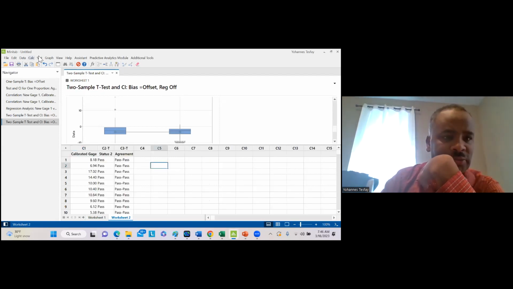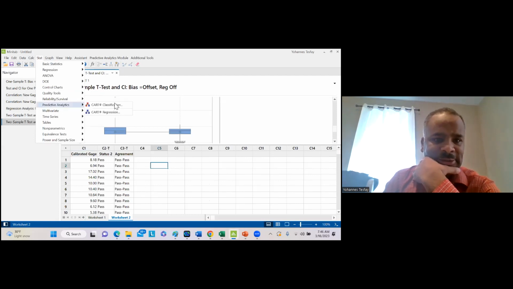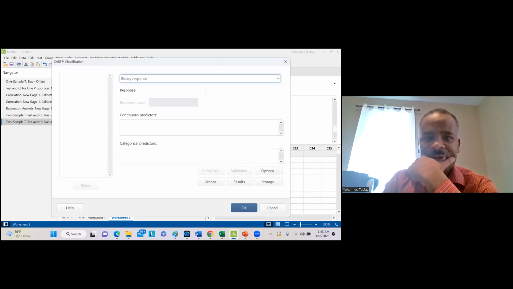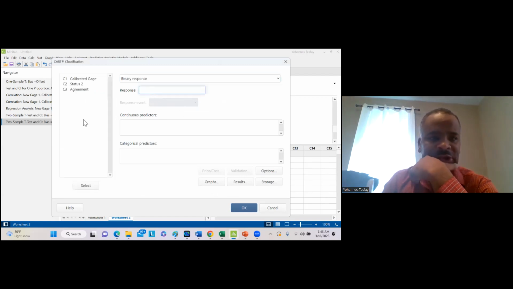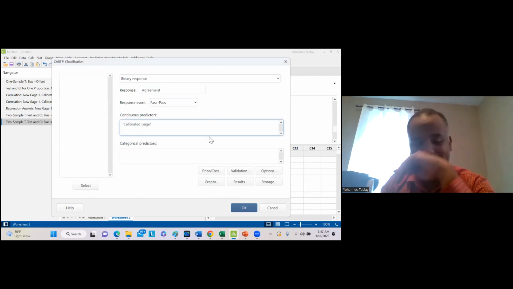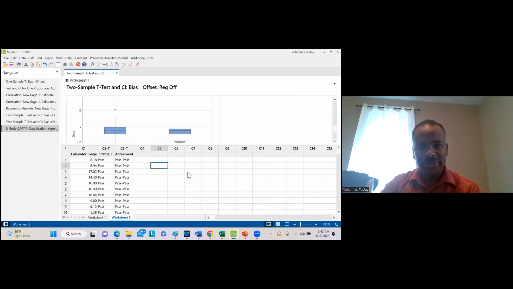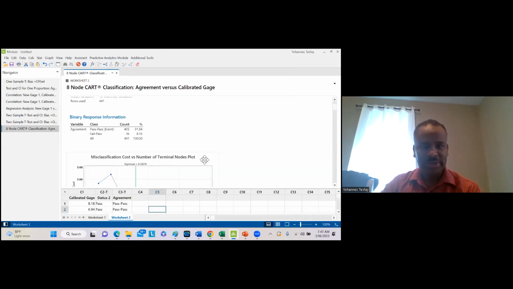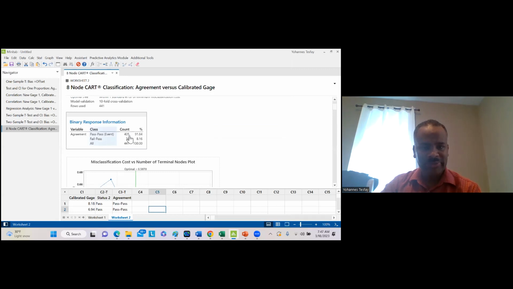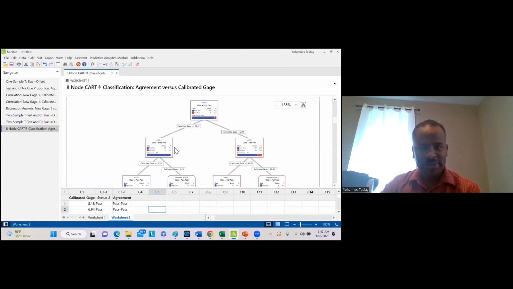So now let's go to Stat, Predictive Analysis, and Classification. Now here the responses, gauge agreement, and a continuous variable against a calibrated gauge. We're testing these things against the calibrated gauge. Then I'm going to say okay. So when I say okay, this is what I get. Pass event, and target event. This is the classification matrix.